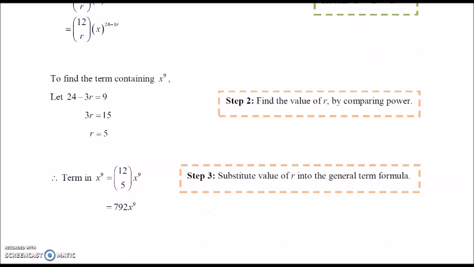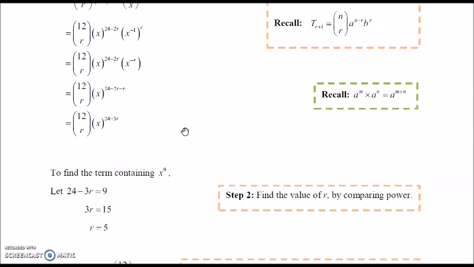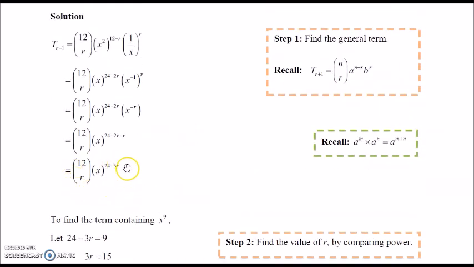Right now I need to find the term that contains x to the power of 9. So I need to find the value of r by comparing power. If I need to find the term containing x to the power of 9, that means this part of my power here, 24 minus 3r, I can equate to 9. Upon solving, I'll have my r to be 5. Now that I have found the value of r, I can find out what the term in x to the power of 9 is. So I will substitute my value of r, 5, back into this general term expression over here.